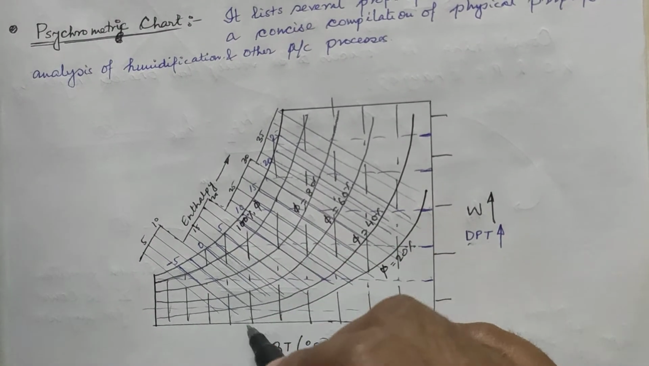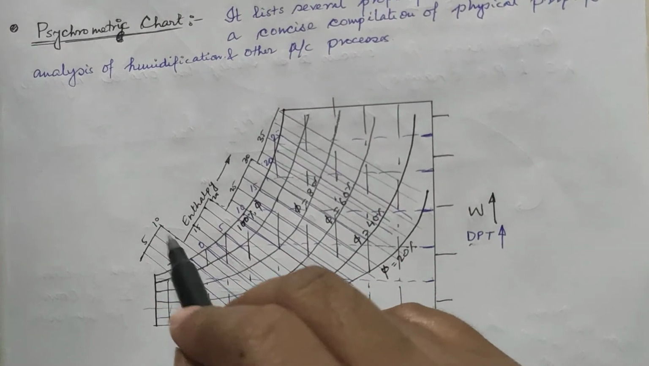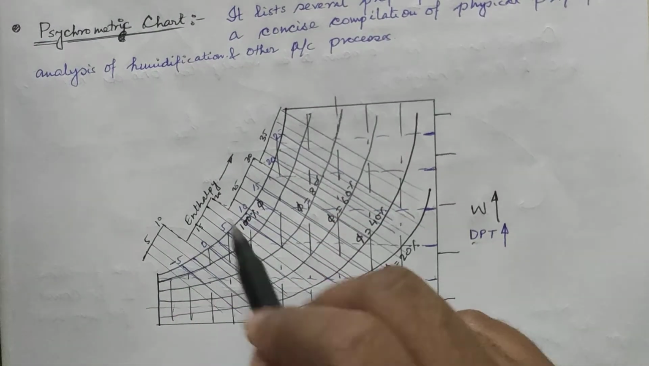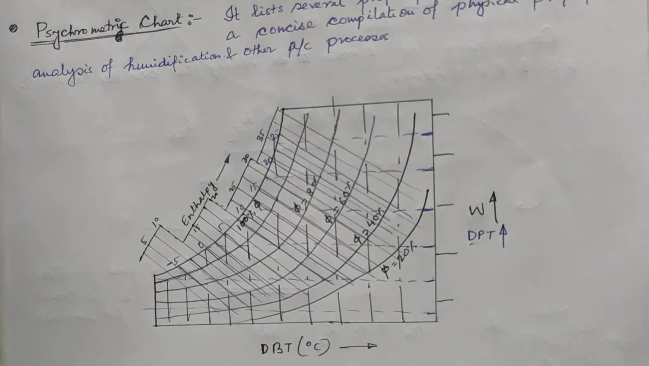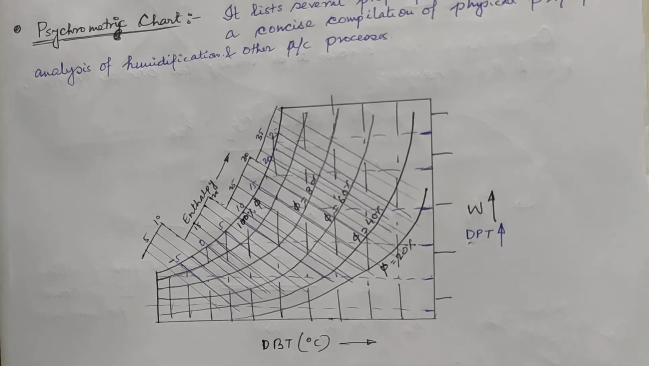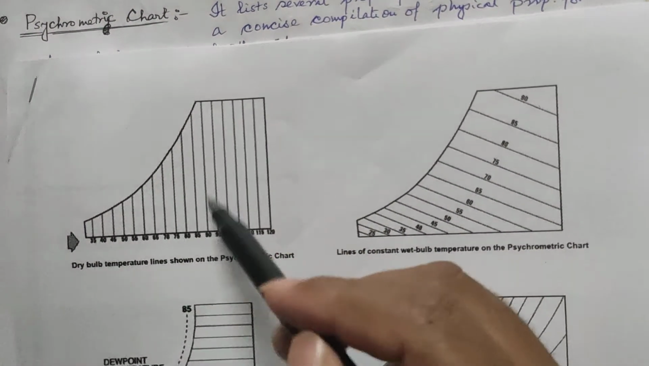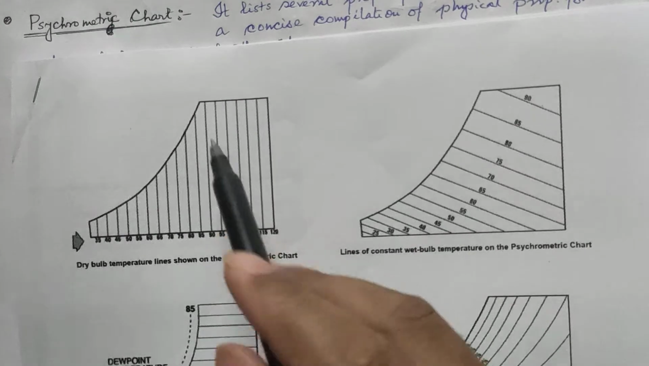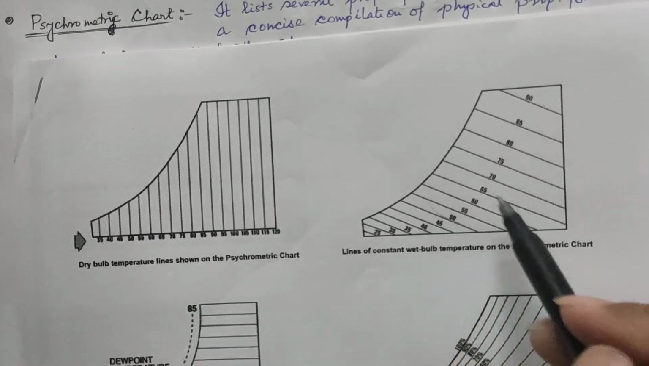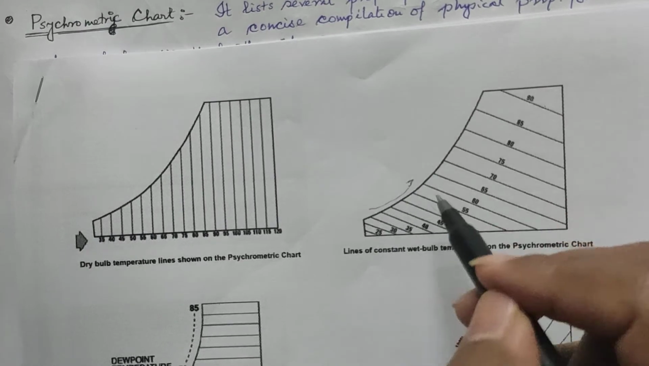So dry bulb temperature will be vertical, and here the enthalpy line scales are drawn. So more precisely you can say that by another chart. See, this is your dry bulb temperature, vertical. This one is wet bulb temperature, and the scales are drawn on this line. On this line the wet bulb scales are drawn.